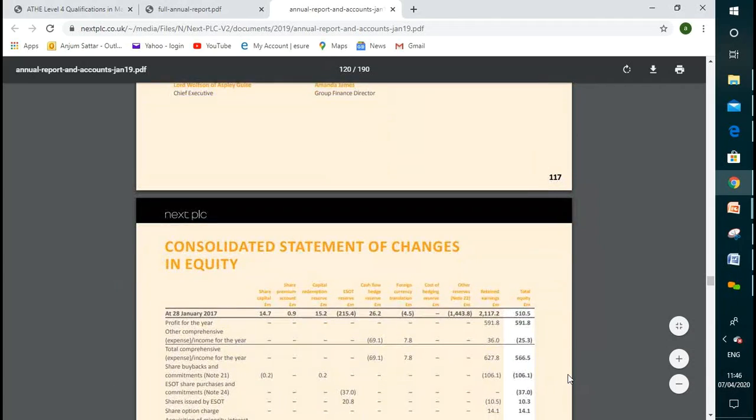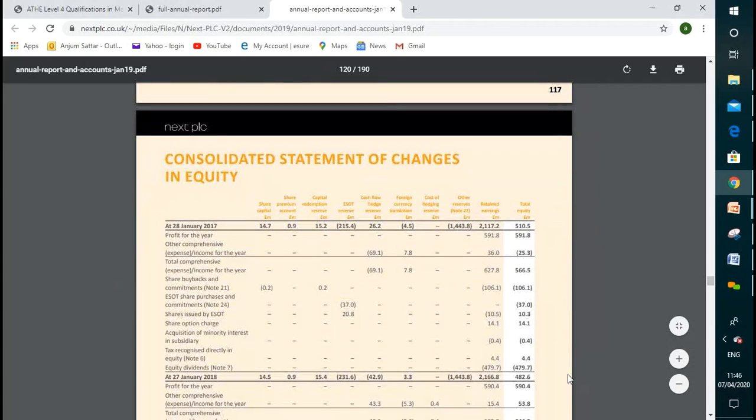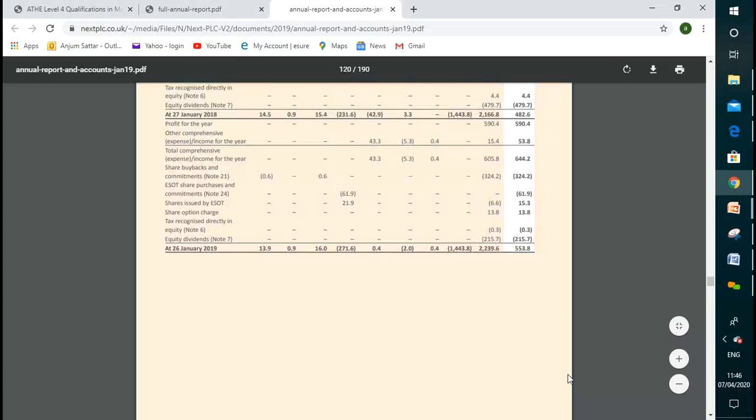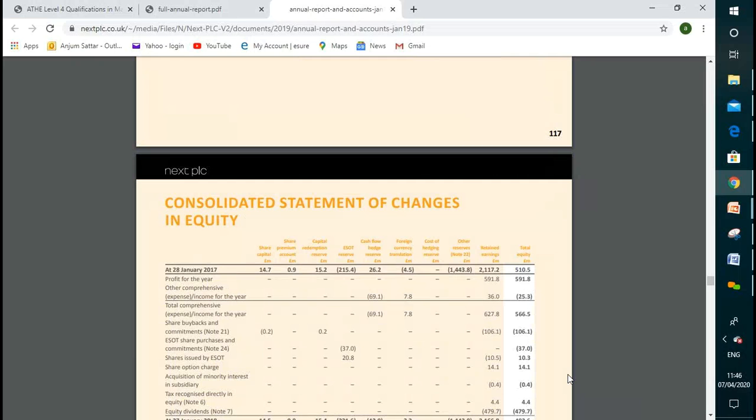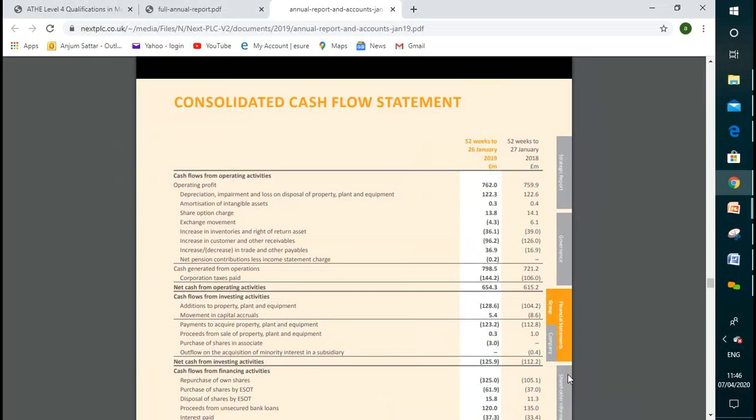And if you want detail on equity, you can go to the changes in equity at the start of the year and end of the year. What's happened to the equity figure: it was 553 and now it is 591 from the start of the year. So we can look around.